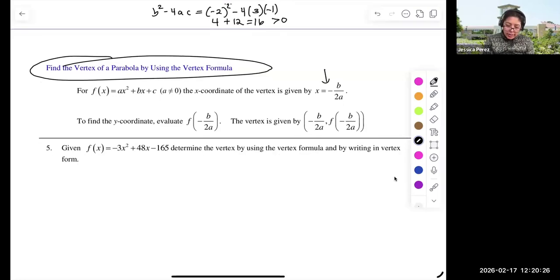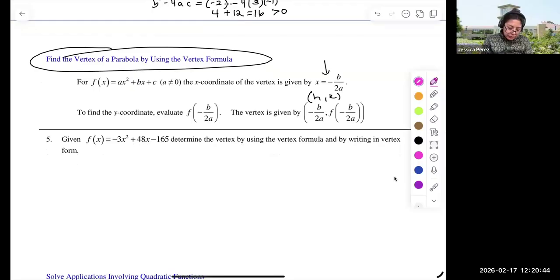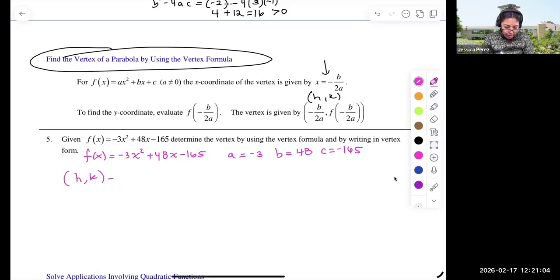Well, the first thing you need to do is identify your H. Your vertex is H comma K. The formula for finding H is negative B over 2A. Once you find H, you plug that into your function to find K. So let's do that together. Number 5. We have f of x is equal to negative 3x squared plus 48x minus 165. So A is negative 3, B is 48, and C is negative 165. So how do I find my H comma K? My first component is negative B over 2A. So let's find that together.